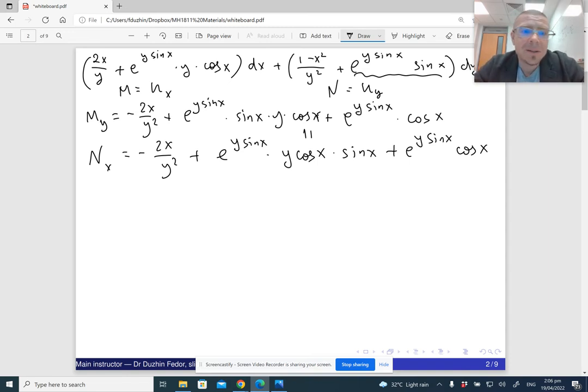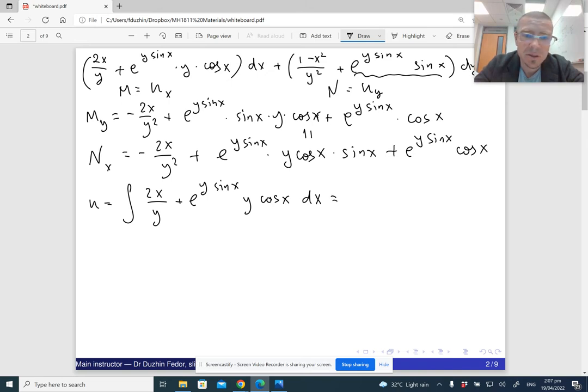So now let us solve it. So to solve it, we need to find the potential. And if the coefficient in front of dx is the derivative of u with respect to x, then in order to find u itself, I've got to integrate it with respect to x. So the integral of 2x over y plus e to the y sine x y cos x dx. I mean, it looks scary, but as a matter of fact, it's not really that scary.